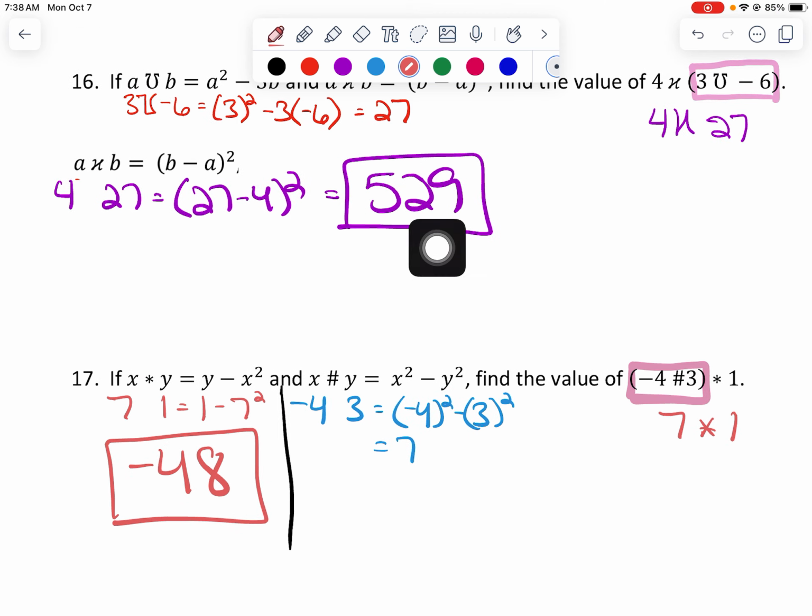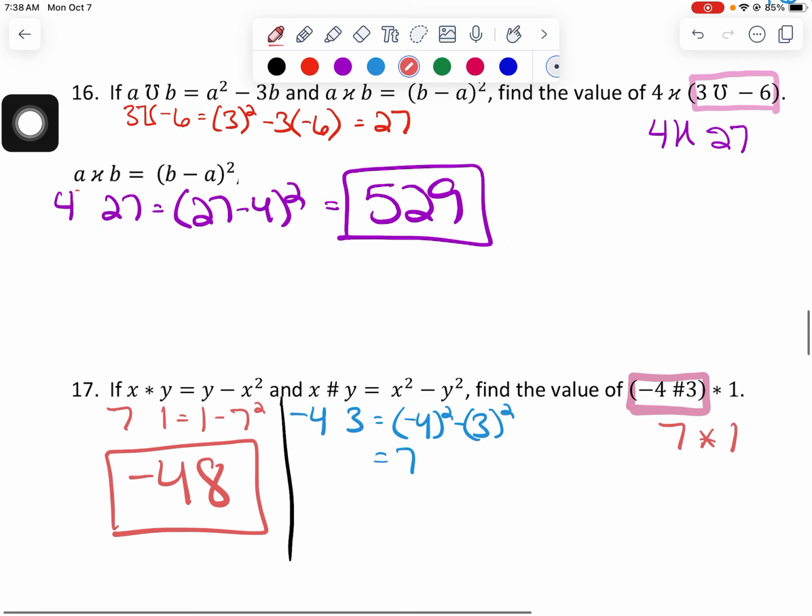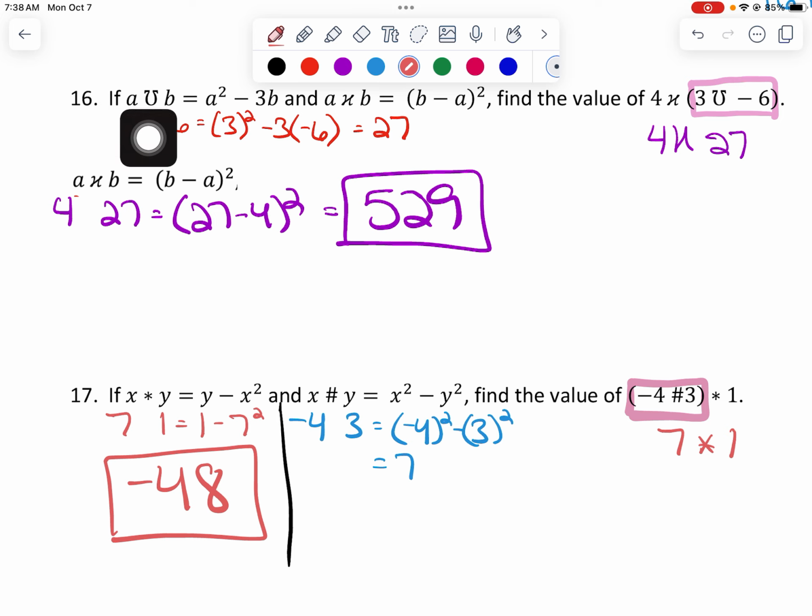So please make sure you're doing whatever is inside the parentheses first, using the appropriate operator as defined in the problem. Remember, you don't have to memorize these, you just have to be able to use them.